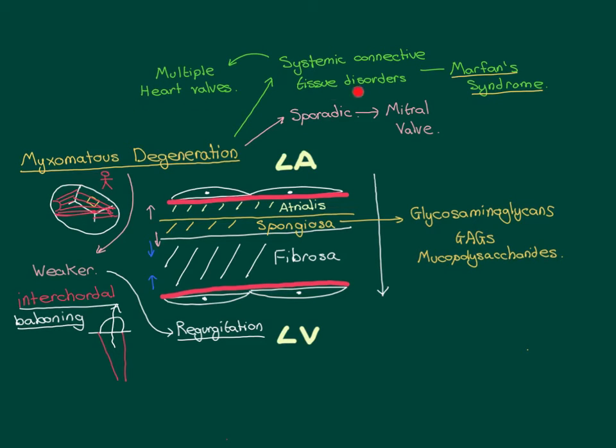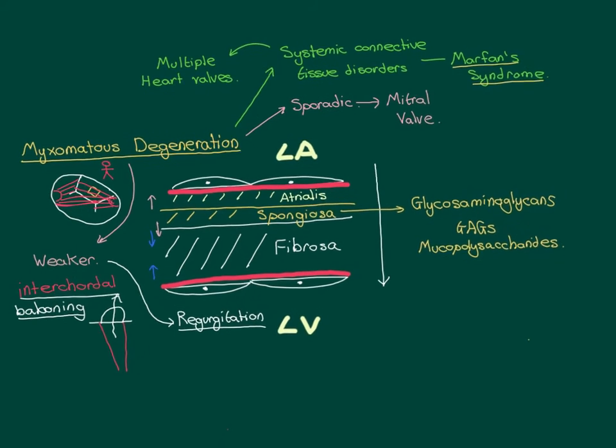And something I want to stress is that in systemic connective tissue disorders like Marfan syndrome, it is not 100% assured that you will get myxomatous degeneration. It's actually quite rare for someone with Marfan syndrome to get myxomatous degeneration. So it's not the case that if you have Marfan syndrome, you will get myxomatous degeneration in multiple of your heart valves. It's the case that if you have Marfan syndrome and you are very unlucky, you will get myxomatous degeneration in multiple heart valves.